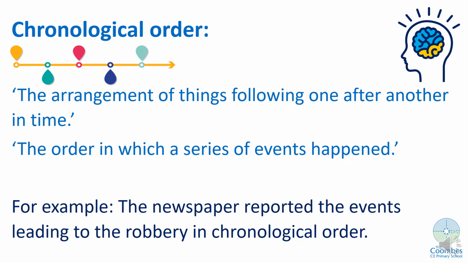So before we get started then, let's find out what chronological order means. In the dictionary, it says that chronological order is the arrangement of things following one after another in time, the order in which a series of events happened. So, for example, the newspaper reported the events leading to the robbery in chronological order. Basically means in time order.